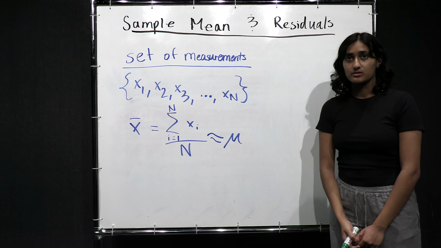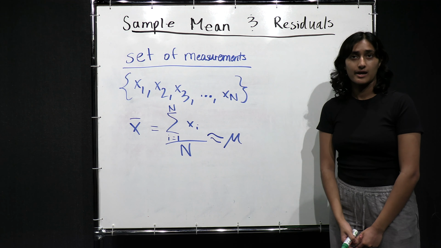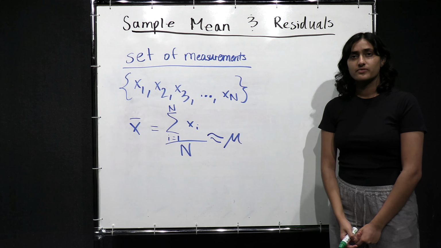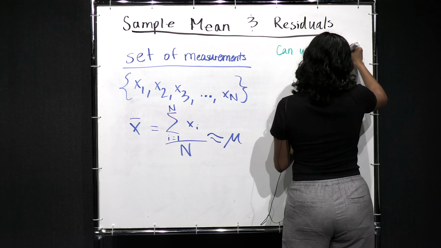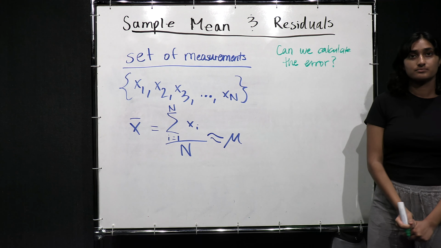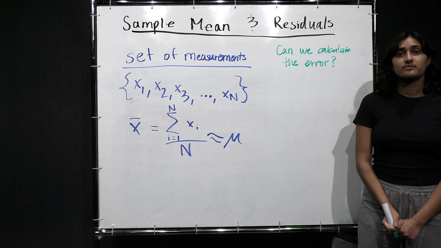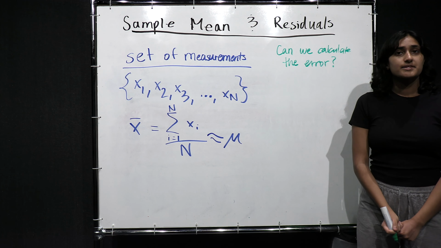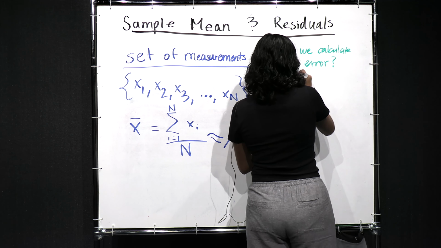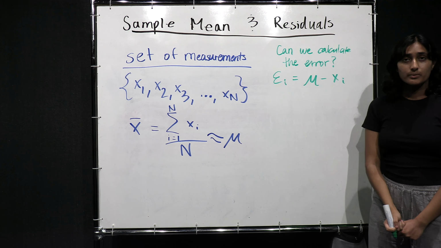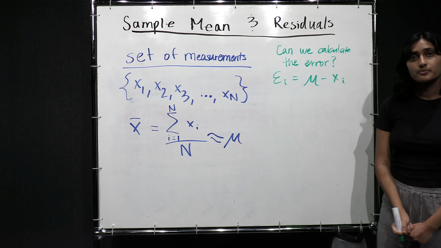If we knew the true mean or population mean, we could calculate the error in each of our measurements as the difference between the measurement and the true mean. The error is usually given the symbol epsilon. Again, the error is the difference between the measurement and the true mean. So we would have a set of errors, epsilon 1 through epsilon n.